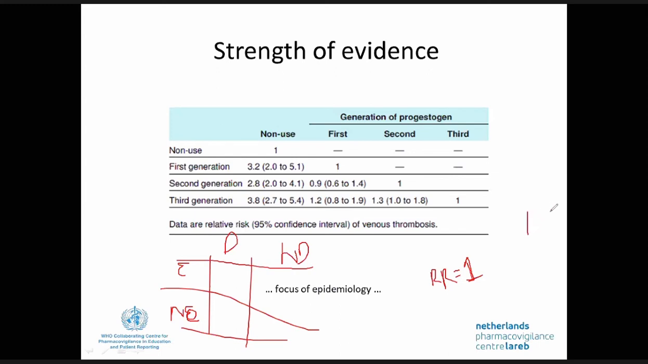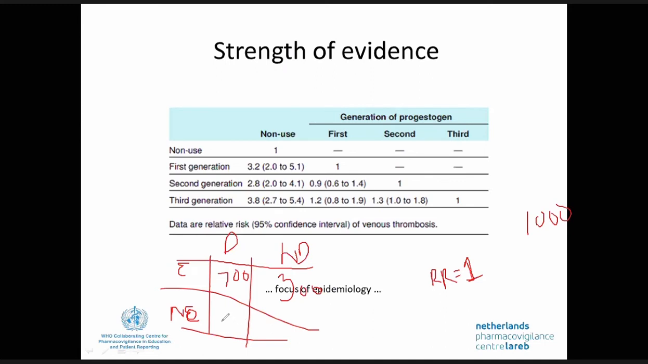So if you have 1,000 people participating in a study, out of those 1,000, you have 1,000 people exposed to a drug. How many people have developed venous thrombosis? Let's say 700 have developed venous thrombosis. How many people have not developed? Another 300. Okay, so how many people have not been exposed to the drug?